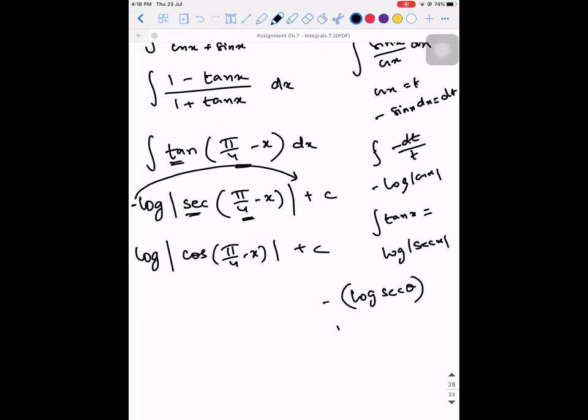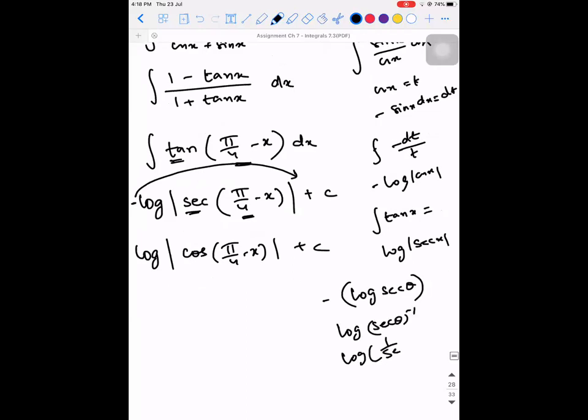Secant theta to the power minus 1 is nothing but 1 by secant theta, which is nothing but cos theta. That's what I wrote. Accepted? Yes, sir. Okay.